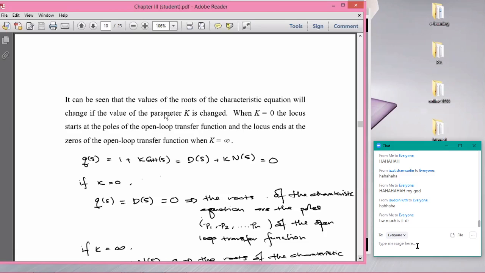It can be seen that the values of the roots of the characteristic equation will change when the value of parameter k is changed. So now this is where the statement is. When k is equal to 0, the locus starts at the poles of the open loop transfer function, and the locus ends at the zeros of the open loop transfer function when k is equal to infinity.